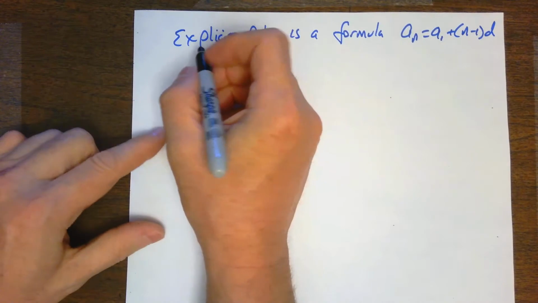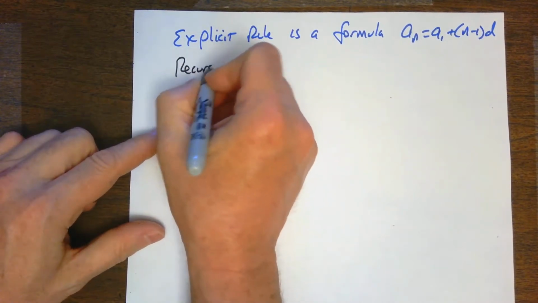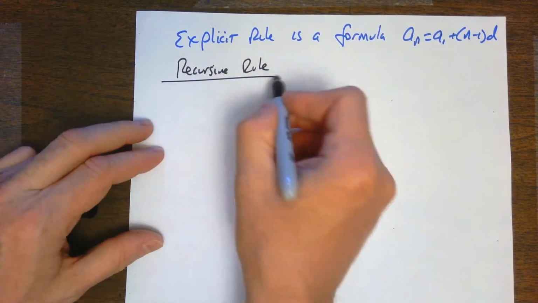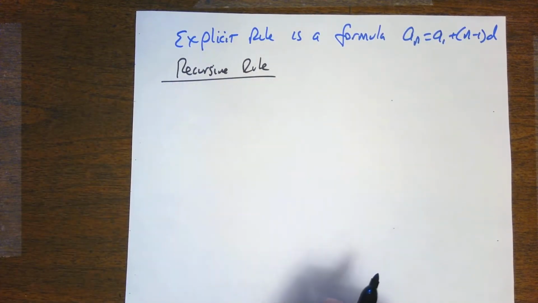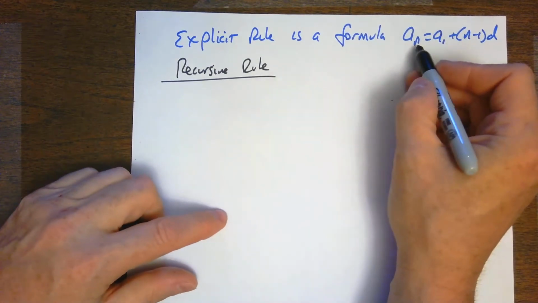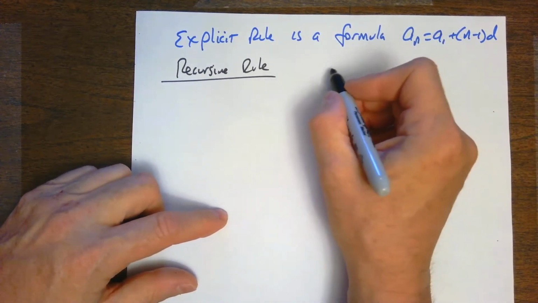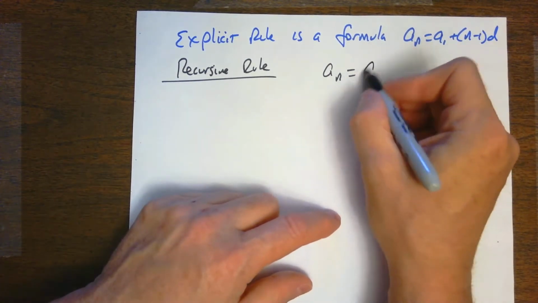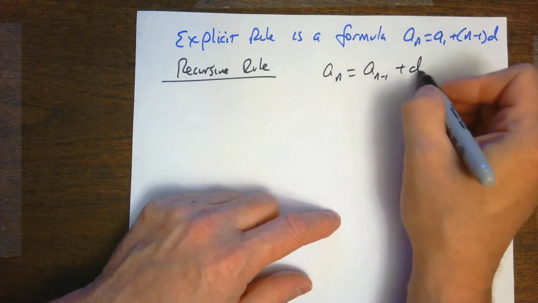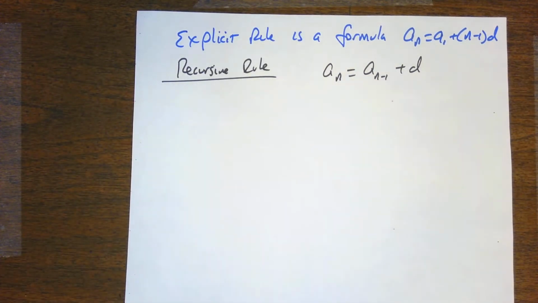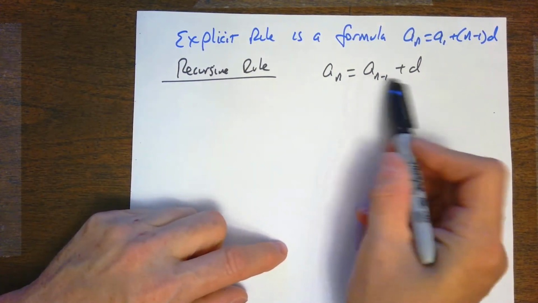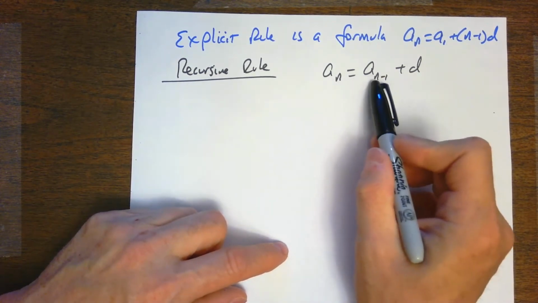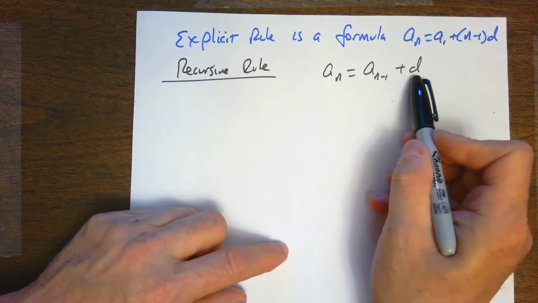But I could also have something called a recursive formula or a recursive rule. Recursive rule is a little bit different. The recursive rule, instead of being a nice formula like this, says a sub n equals the previous term, a sub n minus 1, plus a common difference. So what I just wrote here in math, I'm going to read in English. Any term is the previous term plus a common difference.